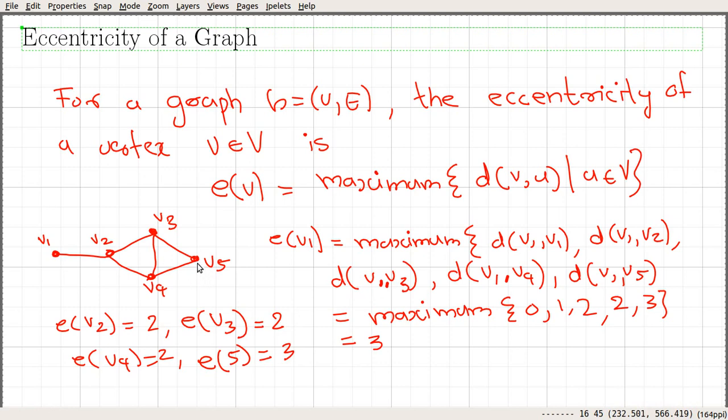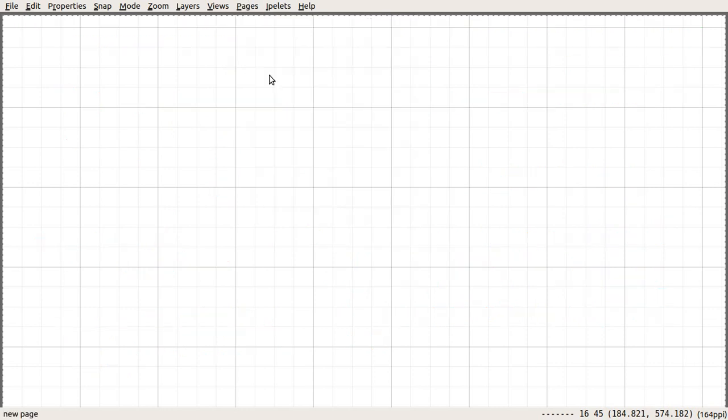You can see that the maximum distance for v5 is this one: v5 to v3, v3 to v2, v2 to v1, or the other way, v5 to v4, v4 to v2, and v2 to v1. You can see that the distance is 1, 2, 3. That's why the eccentricity of vertex v5 is 3. So let's look into one more example. Let's consider this graph.